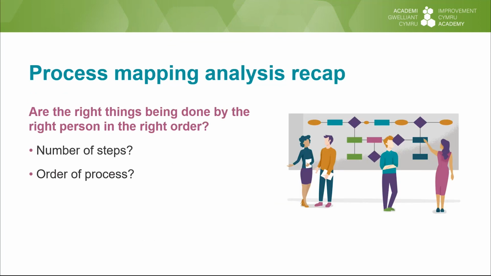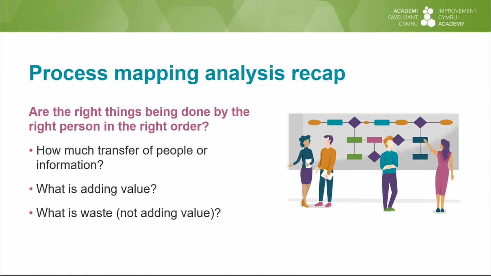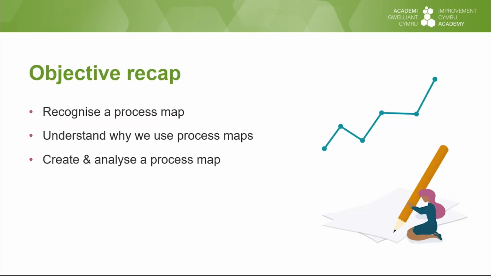So let's recap. In order to make the process better, we want to look at the number of steps, the order of the process, transfer of person or information, look at what is adding value and what is not adding value. So you should now be able to recognise a process map and understand why we use process mapping. You should also be able to go away and create and analyse your own process map.